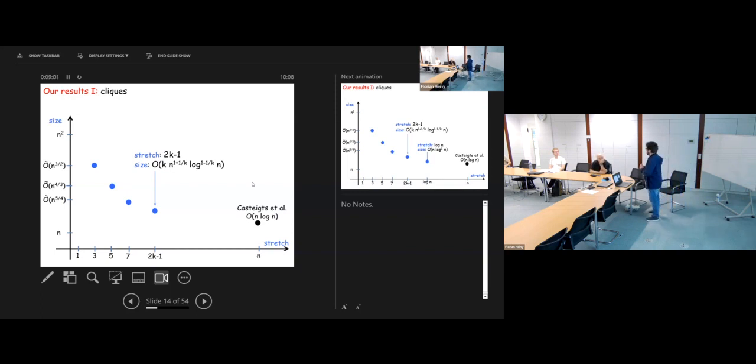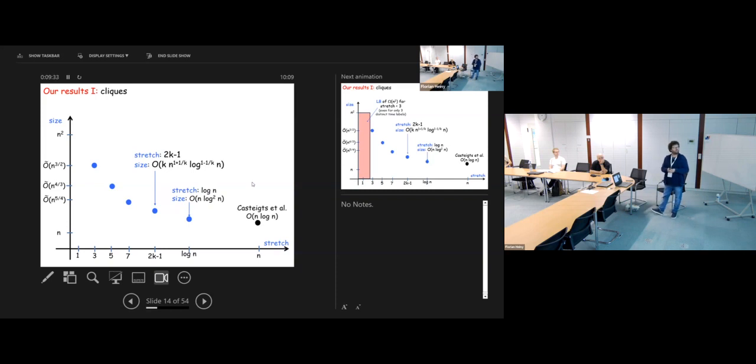times a polylogarithmic factor. Interestingly enough, if we set k equal to log n, we have this spanner here that has stretch log n and almost linear size. And I like it because this is just a log n factor away from this spanner by Casteigts et al., but it provides a much better stretch. This is the upper bound for the trade-off we are able to prove.